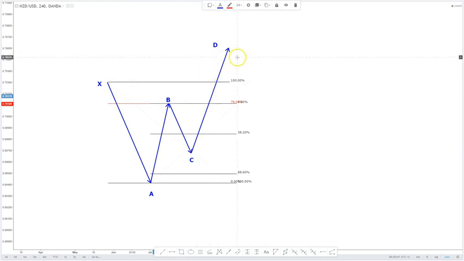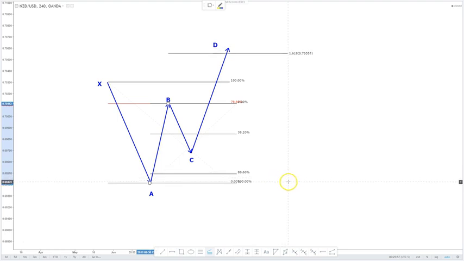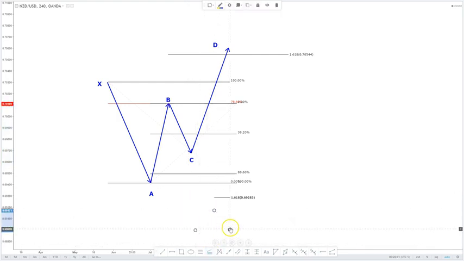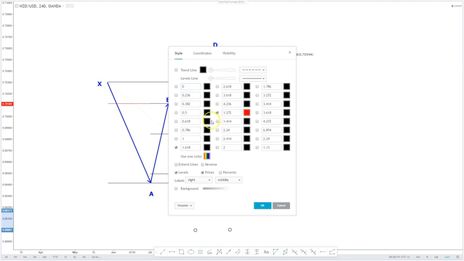So for a butterfly, the ABA extension has to be a 1618. It has to come in near the 1618 for an ABA. This is for a butterfly. Right now I'll pull out the AXA and we'll get the 127. So I'll pull out the Fibonacci. Let me add in the 127.